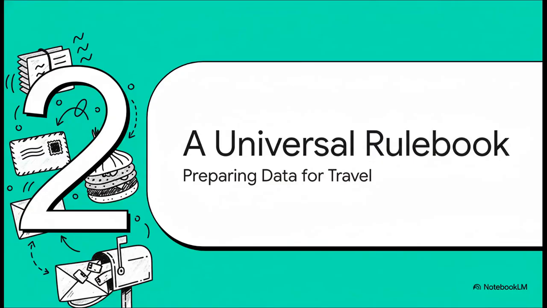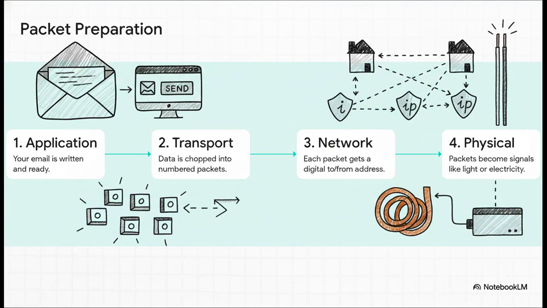So how exactly does this rulebook get all those little packets ready for their trip? Well, it's all done in layers. And you guessed it, it's just like getting a letter ready to go in the mail. Okay, let's walk through these steps. First up, you've got the application layer. Super simple. This is just you writing your email. Done. Next comes the transport layer.